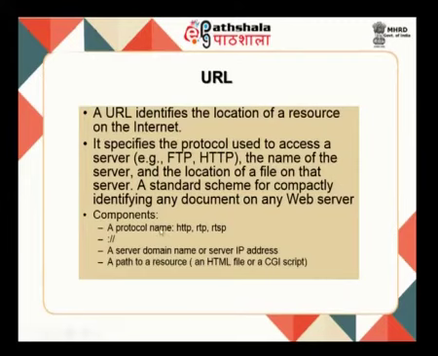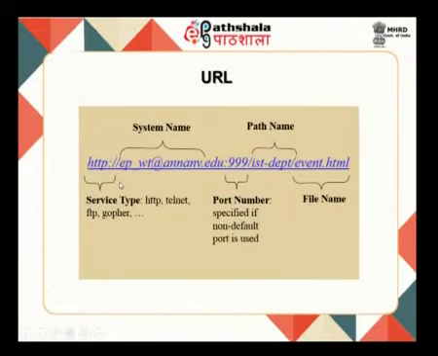A standard scheme for compactly identifying any document on any web server. The components of a URL are: we need to give a protocol name, which can be HTTP, RTP or RTSP, and a colon and then a double slash, then the server name, a domain name or a server IP address. Following it, we need to give the path to a resource. We can see an example like this.